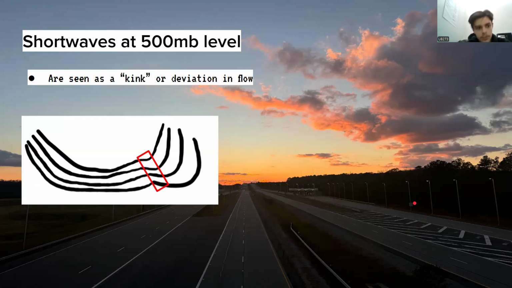Short waves. First, let's talk about what they look like. You can see them by looking like a slight kink or deviation in the flow, meaning the flow just randomly has a little divot in it. This is a kind of bad drawing, but that's what it would look like. It goes down a little bit. It's just a slight divot. If you thought about this like a road, it would look like a pothole or something.